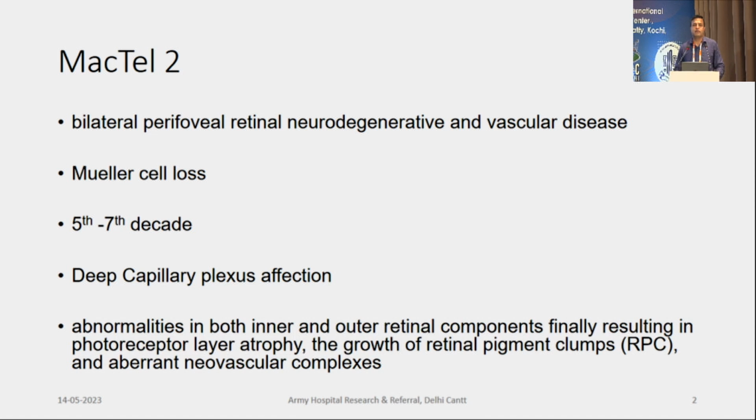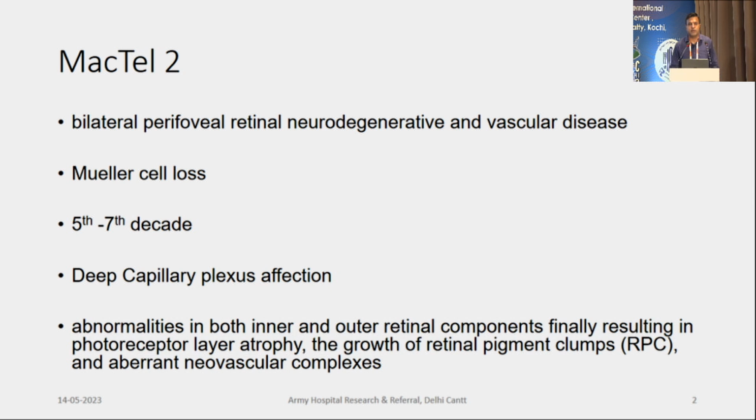So, coming to the point, let me talk about macular telangiectasia type 2. It's a bilateral perifoveal retinal neurodegenerative and vascular disease. So, here we are dealing with a condition which is both neurodegenerative and in its later stages presents with few vascular signs. So the chief pathology is Mueller cell loss, presents in the aged at 5th to 7th decade, and that is where the picture becomes confusing.